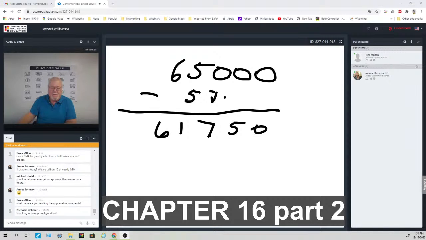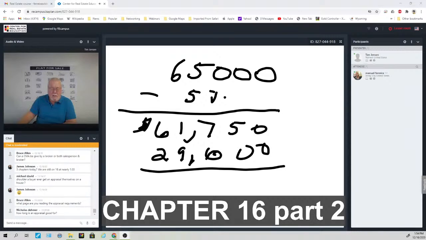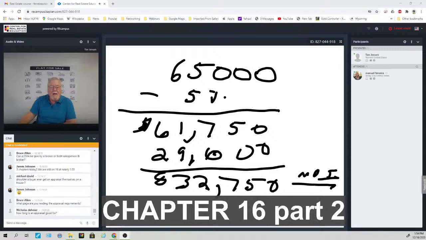61,750. Remember, I have to take out any vacancy factor before I can determine what the expense subtraction would then be. Minus 29,000, which is the expenses, equals $32,750 as the net operating income, NOI. That's the number we need, the annual net operating income, to determine value.